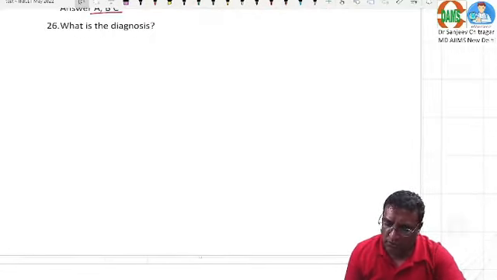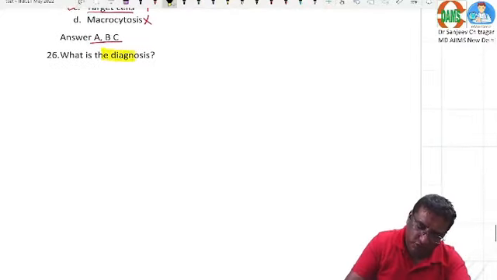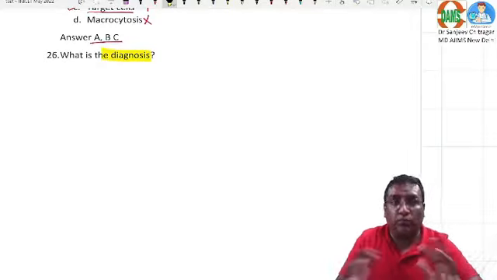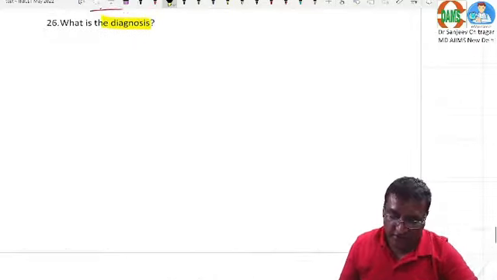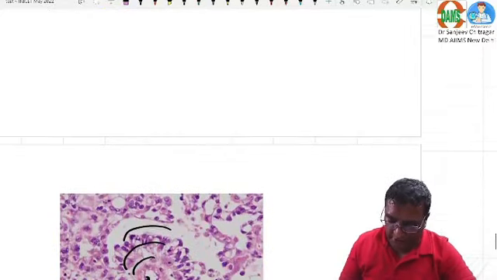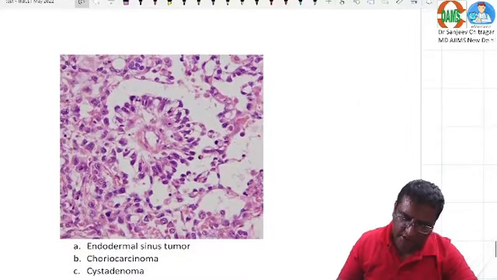Next, 26. I don't know, did they ask you the diagnosis or did they ask you to diagnose what it is, or both of them? Because I got 2 different versions from different people here. So there was an image given somewhat like this, and yes.